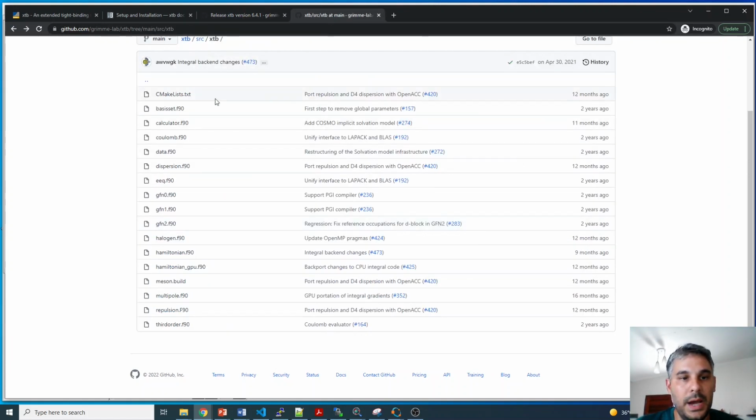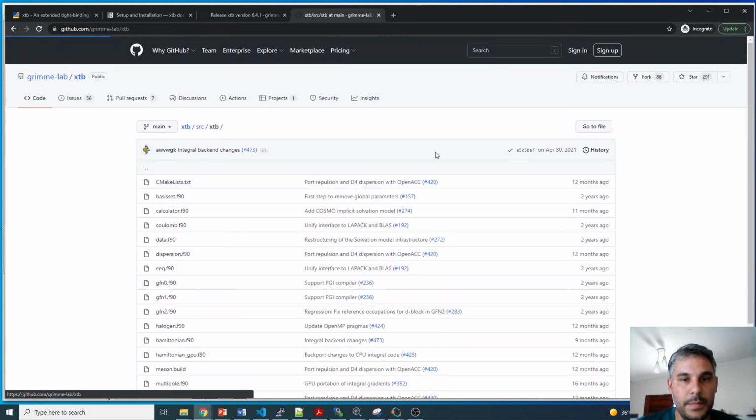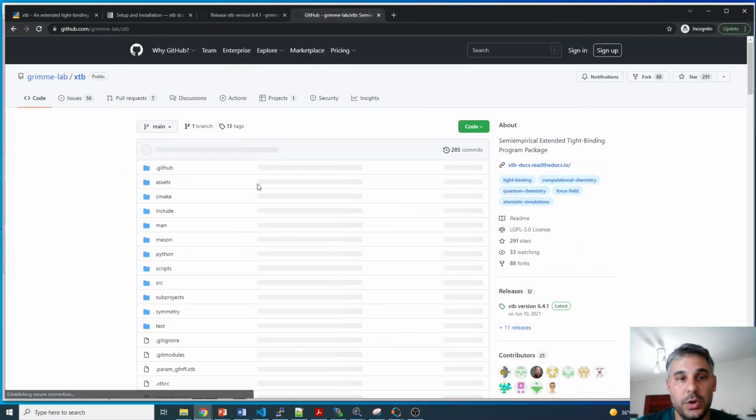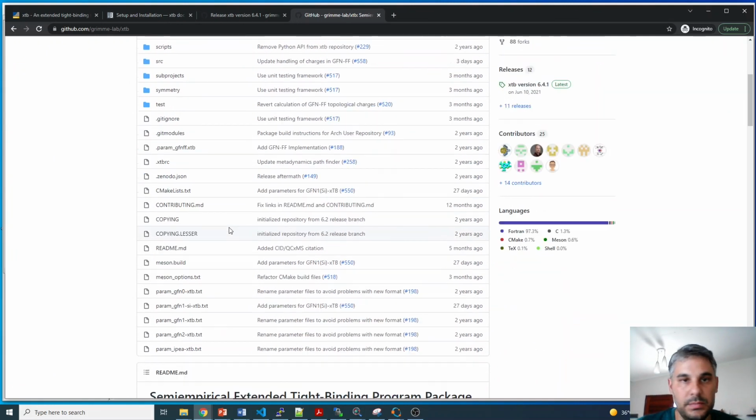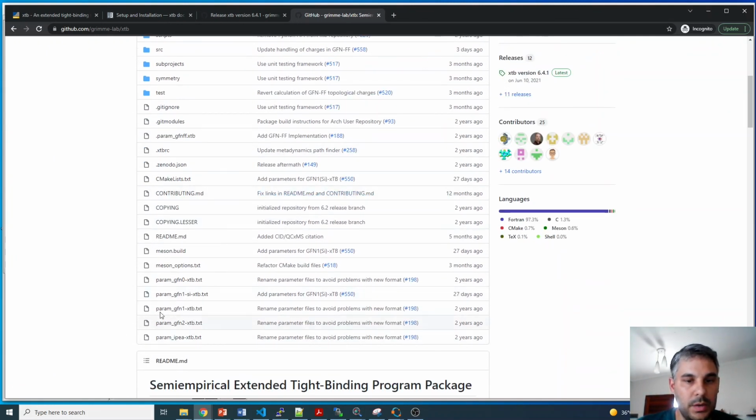And this is also the GitHub page where you can get all the source code, and you can look at it yourself, and maybe run it. You can run the program separately, of course.